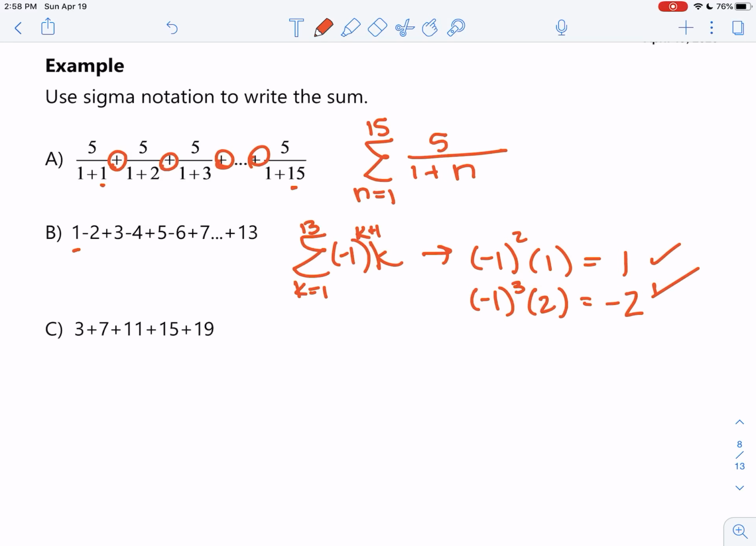And so on and so forth. If we plug in 13 for k, the final term, we would get -1 to the 14th power, which would be +1, times 13. So that would work for us. So this is one way to express that sum.